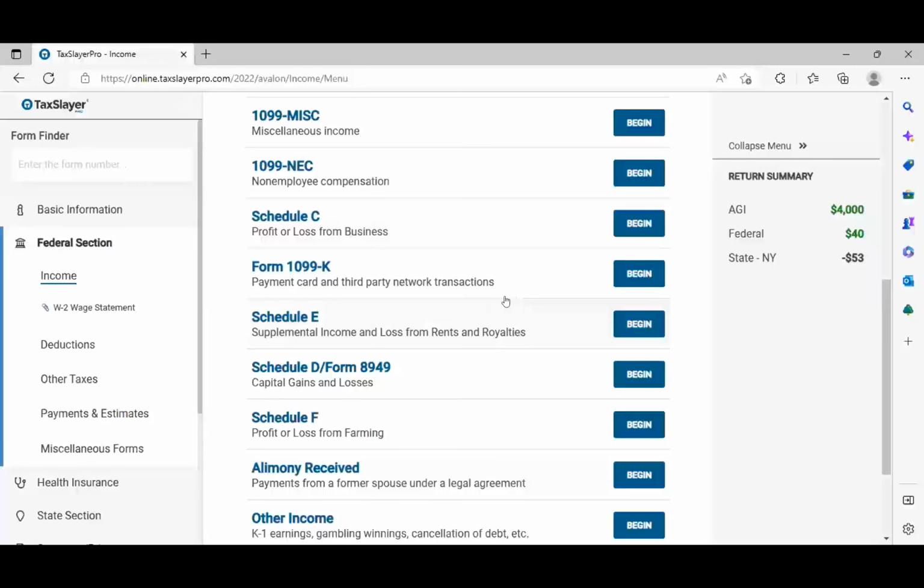This form works in tandem with Schedule C as well. There'll be a link to say, should the information entered in this form be linked to a Schedule C? Which Schedule C? You can prepare, of course, more than one Schedule C.